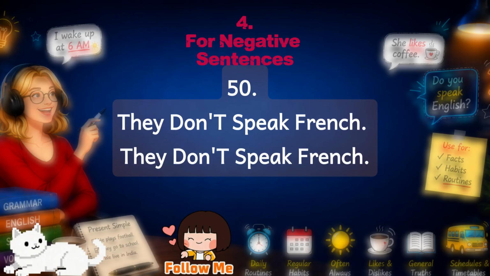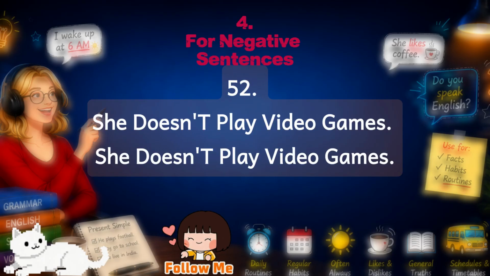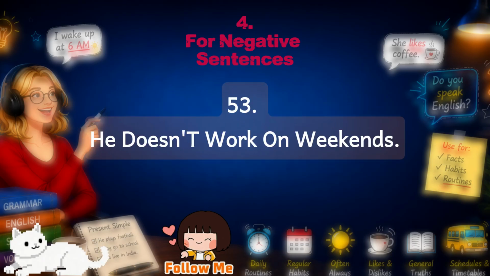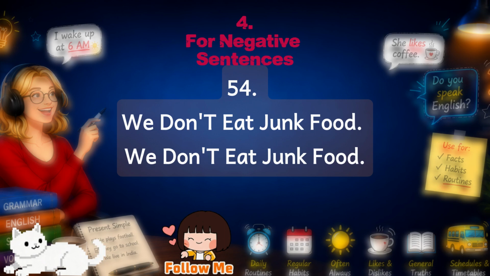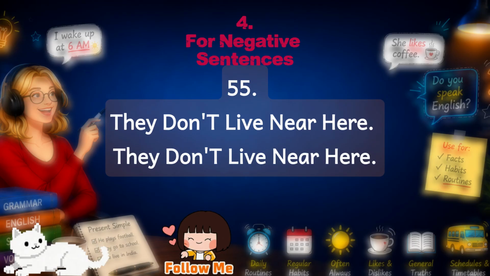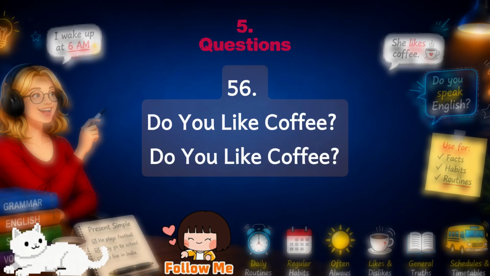50. They don't speak French. 51. I don't drink tea. 52. She doesn't play video games. 53. He doesn't work on weekends. 54. We don't eat junk food. 55. They don't live near here.